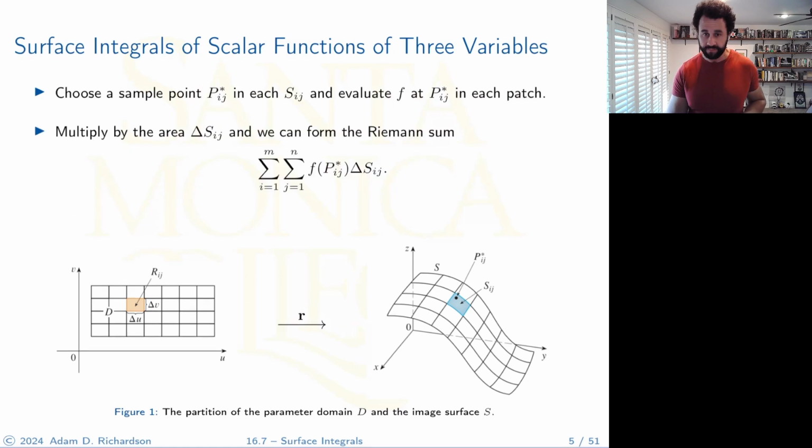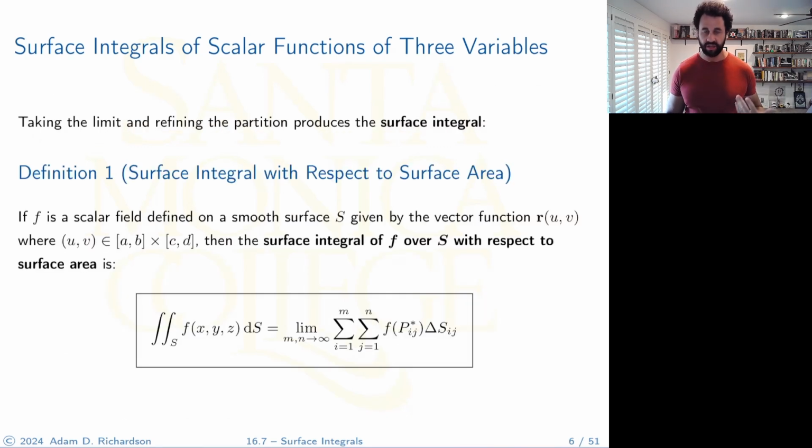That's the basic idea. Now, choose any sample point, P sub ij star, in each patch, any sample point you'd like. Evaluate your scalar function f at that point. Do that in each patch. Multiply by the area delta S sub ij, and then you can form the Riemann sum like so. This is essentially an approximation of the exact value of the integral. So pretty much the same structure. And again, you can kind of see what's going to happen next, taking the limit, refining the partition, and we produce our surface integral. So this is the definition of a surface integral with respect to surface area.